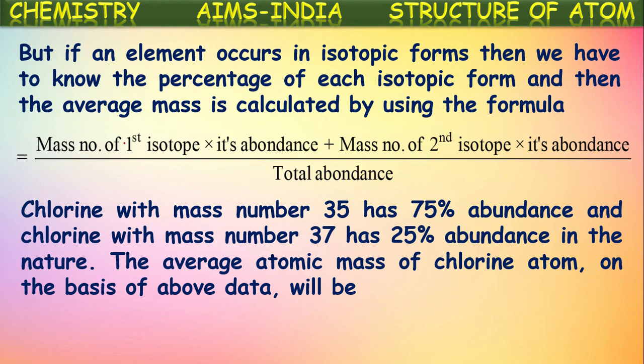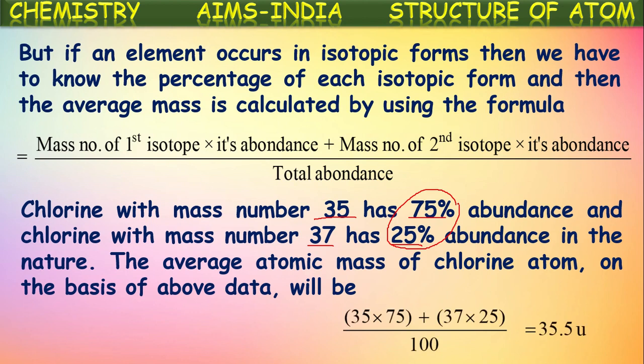What is that? Mass number of the first isotope, 35, into its abundance 75, plus mass number of the second isotope 37 into its abundance 25. Now the total abundance means 100.